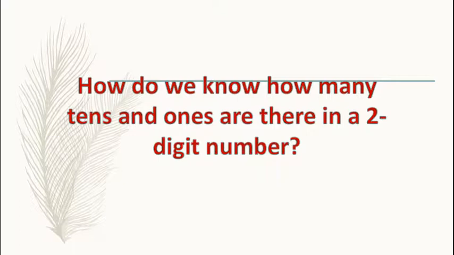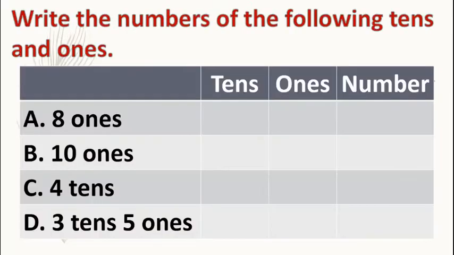Now let's try another activity. We have here the instruction: write the numbers for the following tens and ones. First, we need to separate our tens and ones. Then we will identify what the number would be. Letter A, 8 ones. So we will put 8 in our ones place value box. So what would be the number? Very good, it's 8.